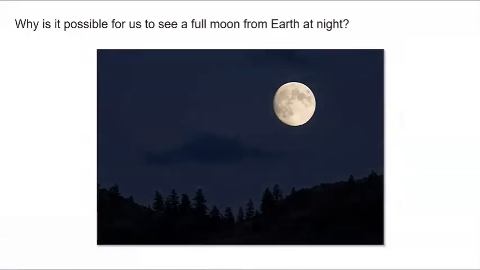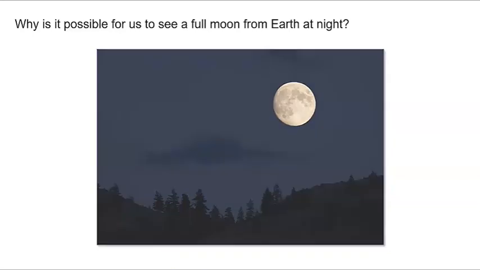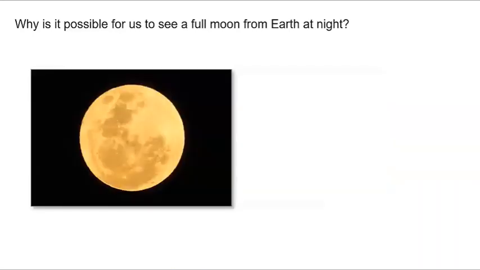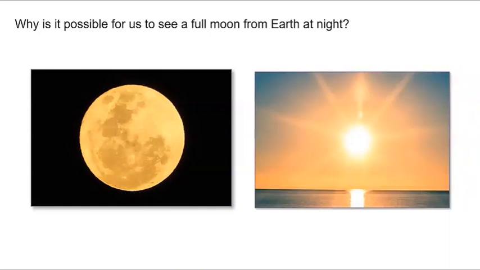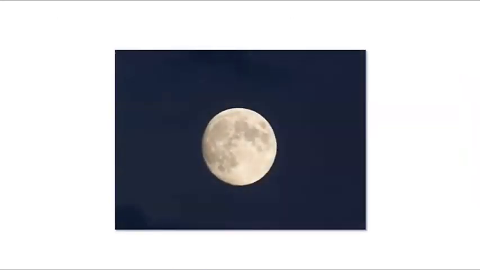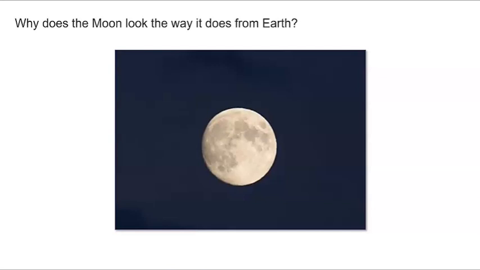In our last lesson, we wondered, why is it possible for us to see a full moon from Earth at night? Does the moon emit its own light? Or does the moon reflect light from the sun? In this lesson, we will explore the question, why does the moon look the way it does from Earth? But before we do, let's review what we've learned about the moon so far.